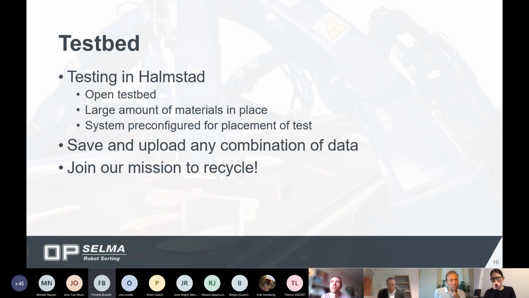Because we see that one sensor will not identify a material. It's the combination of sensors that will identify materials that we have some kind of problems with. A problem when you test sensors like this can be that it's very hard to find these large types of waste streams, but we have that in place in Halmstad. The system is pre-configured for testing of sensors, and the material is in place. So you can come with your sensor, put it in our robot and go home the same day with a large amount of classified data.